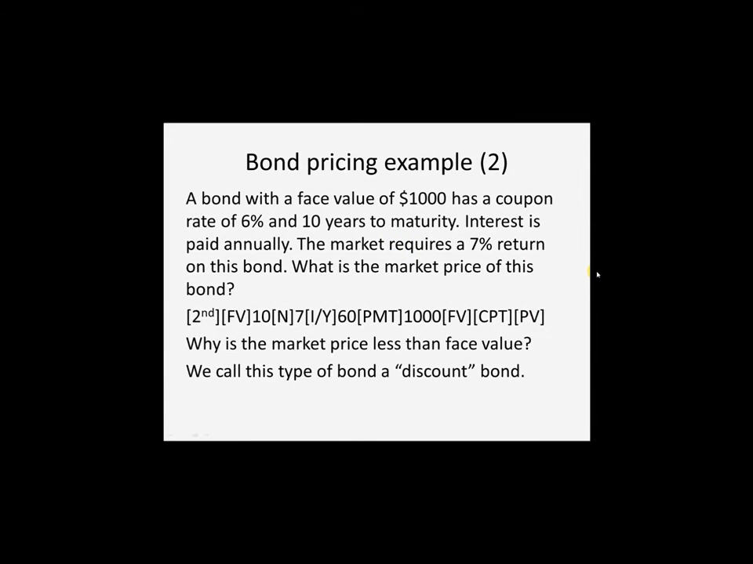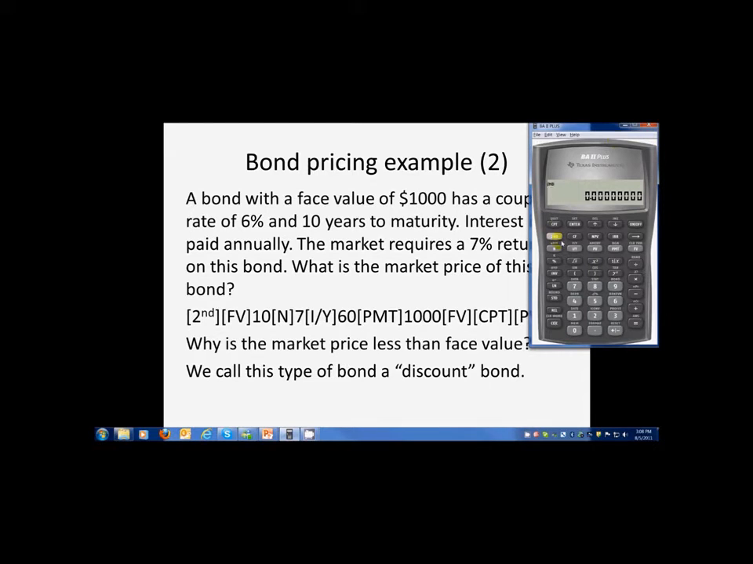Okay, here we are with our second bond pricing example. We say that the bond has a face value of 1,000. Of course, I didn't have to tell you that because the default assumption is 1,000. Has a coupon rate of 6% and 10 years to maturity. So far, this sounds like our last example, including the fact that interest is paid annually. The difference comes when we have the yield to maturity being 7%. Now we need to figure out what is the market price of this bond. And second, clear TVM always. Got 10 years to maturity.